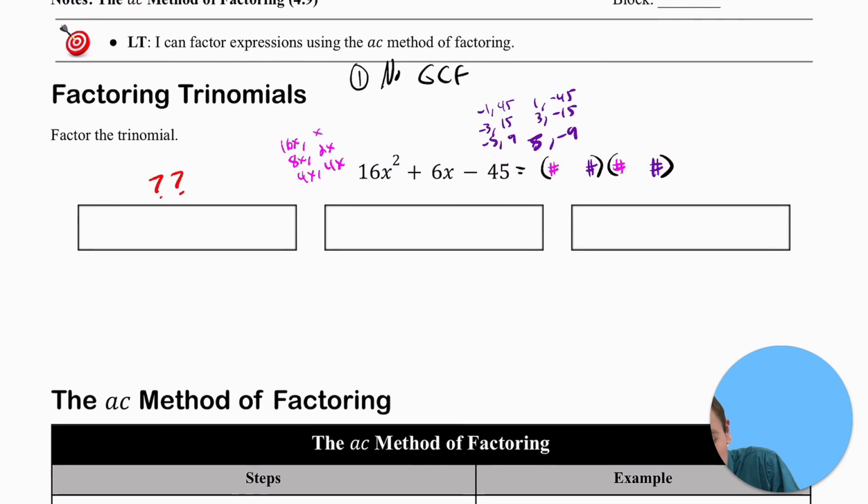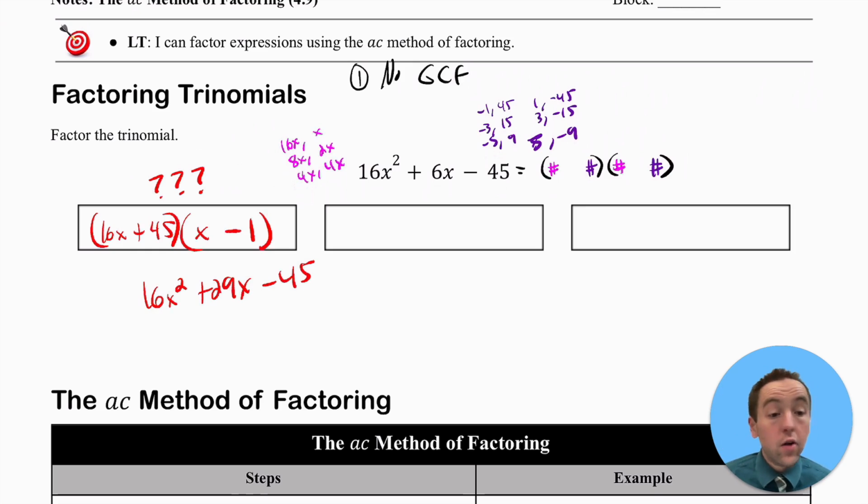One strategy you could use is to set up your binomials and think, okay, maybe it's going to be the 16x and x. So you might try something and think, do I choose the 45, 1, 3 and 15, 5 and 9? So maybe you try plus 45, negative 1. You FOIL it out, and it turns out for this one you get a positive 29x in the middle. So obviously it doesn't work.